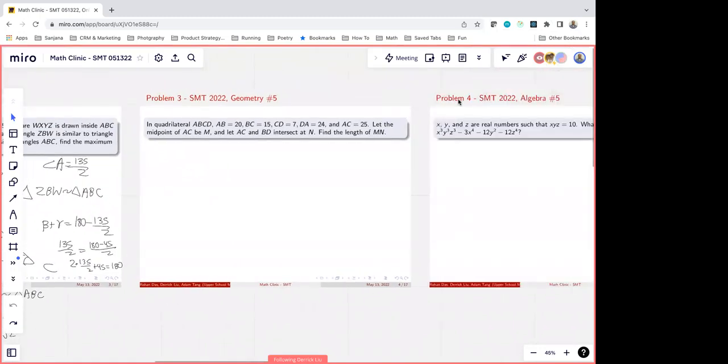Okay, so next we'll go over the next question on the SMT geometry round, which is number 5. So we are given a quadrilateral with several side lengths, and we are asked to find the length of a certain segment. So we can start by drawing the quadrilateral ABCD, which should look something like this.